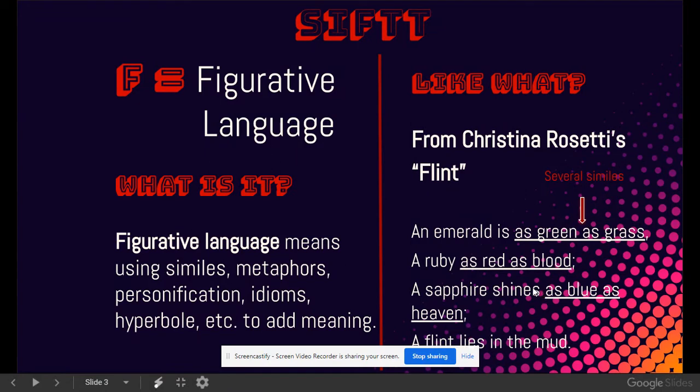So today we're going to be reviewing the F in SIFT, figurative language. Figurative language means using similes, metaphors, personification, idioms, hyperboles, and more.